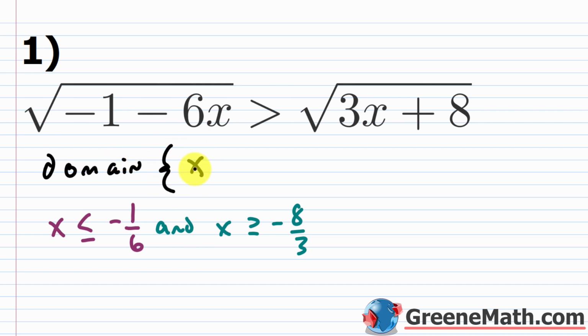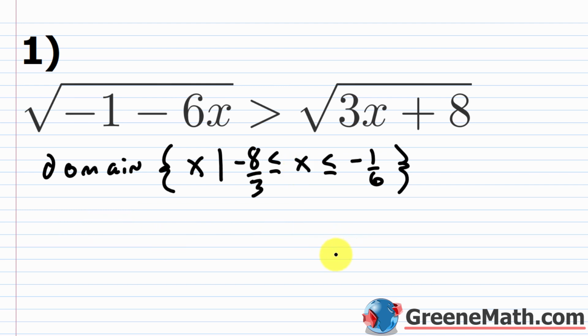So let's say that the domain is the set of all x such that, again, we're just going to write this as a 3-part inequality. So x is greater than or equal to -8/3, and then less than or equal to -1/6. So if we get a solution and it doesn't fall in this domain, we have to reject it. Okay, so that's very important.